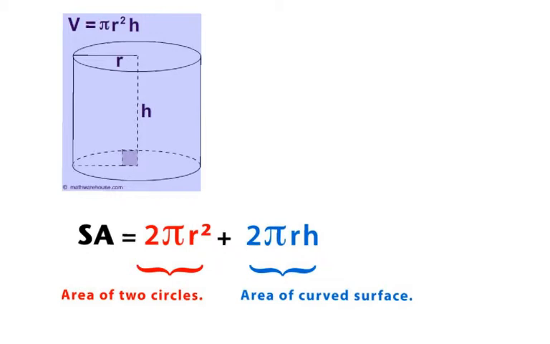Here, the radius is from the center of the circle to the edge. You have a circle at the top and the bottom. And the height is the distance between those two circles. And then our volume formula is volume equals pi times radius squared times the height.